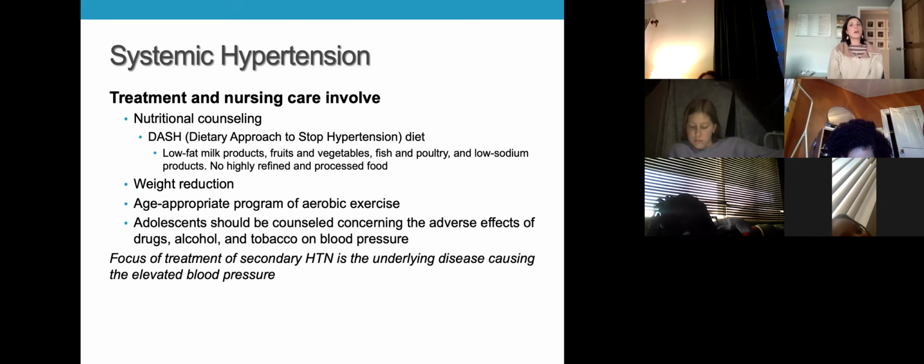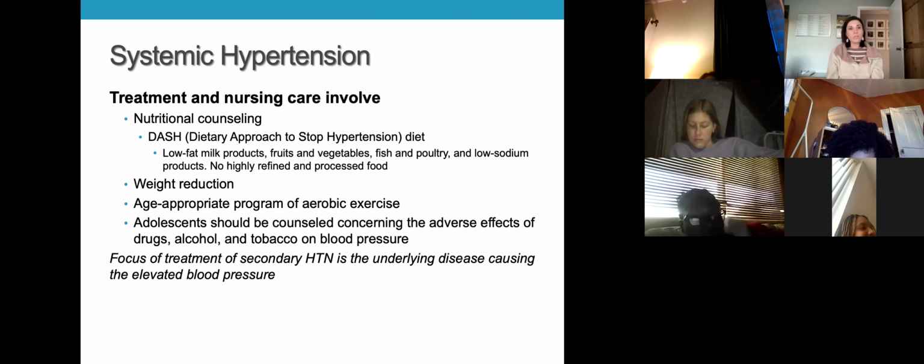Systemic hypertension can happen in our pediatric population as well. It's typically due to a poor diet and lack of exercise. So we do nutritional counseling, just like we do for our adults. So we recommend the DASH diet, which is going to be low-fat milk products, lots of fruits and veggies, fish, poultry, low-sodium products, no refined foods, no processed foods. We're going to encourage activity so that we can bring our weight down, and then counsel our adolescents on adverse effects of drug, alcohol, and tobacco.